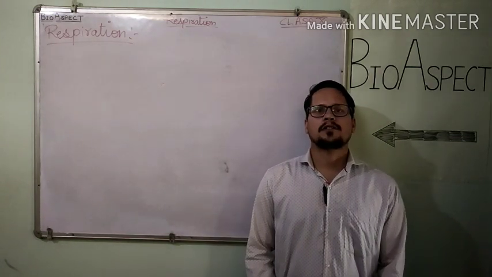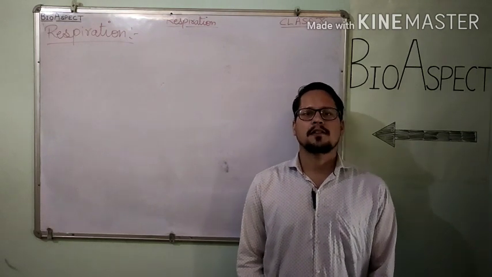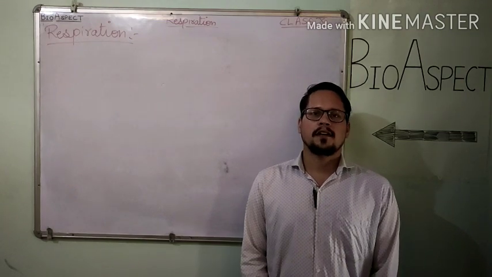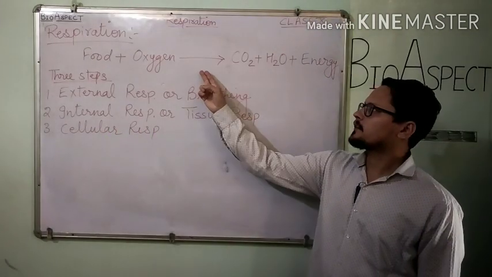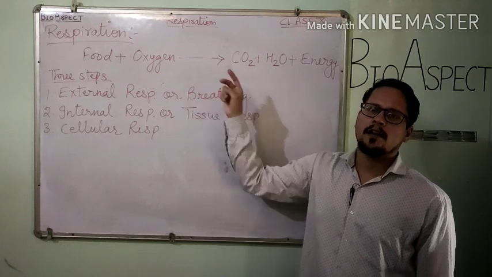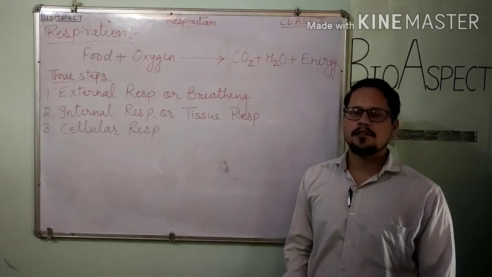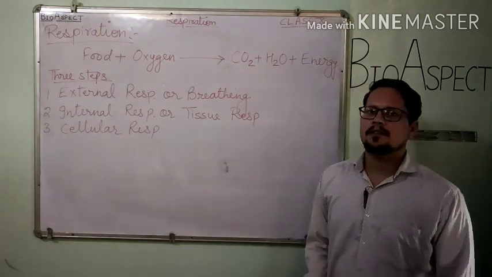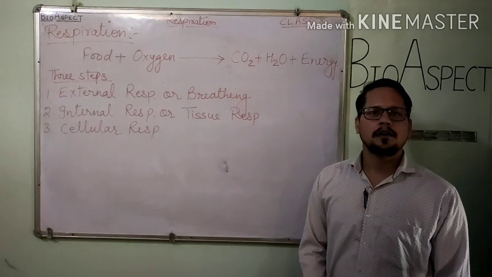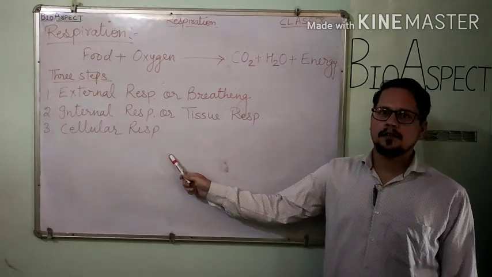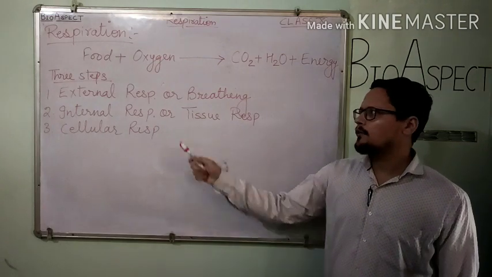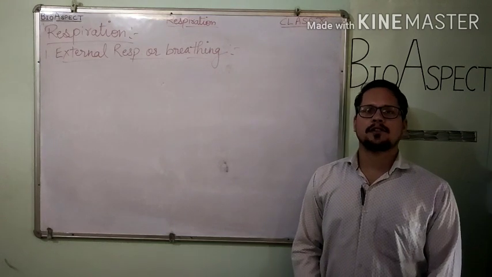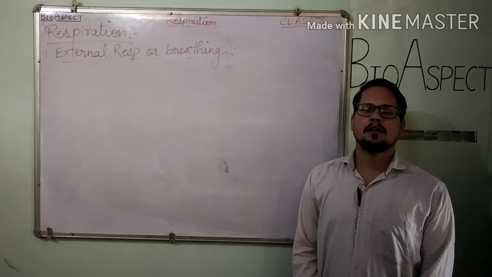Now we can say that respiration is a physical and chemical process in which living organisms get energy from glucose, and we can write it in the reaction. Here is the reaction of respiration, and we can divide respiration into three steps. Number first is external respiration or breathing. Second is internal respiration or tissue respiration, and the third one is cellular respiration. So now we will discuss the three steps one by one.